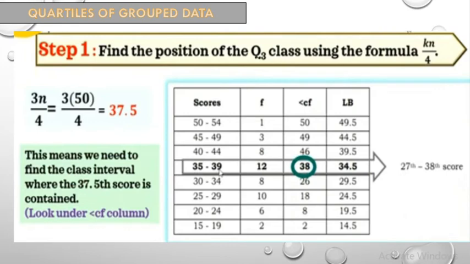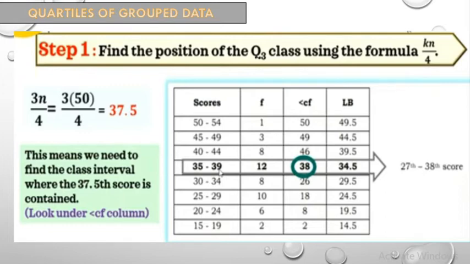Kailangan din po nating makuha ang ating quartile 3. So, first step, ganun pa rin po, find the position of the quartile 3 class using the formula Kn over 4. So, ang ating K is 3 dahil quartile 3 po ang ating kinukuha. And our N is 50, that's why 3 times 50 over 4 is equal to 37.5. And this means we need to find the class interval where the 37.5th score is contained.